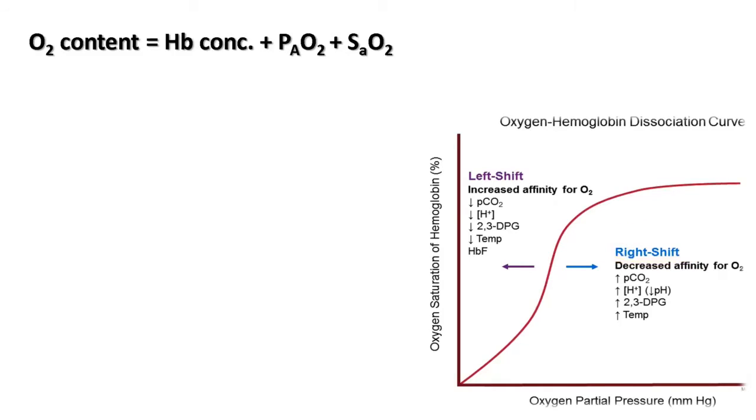While when we shift the curve to the left, we are increasing the oxygen saturation. That is, more oxygen is bound to hemoglobin, which results in decreased oxygen release from the hemoglobin to tissues. That simply increases hemoglobin's affinity for oxygen. So wait, why do we need to know about all these shifts?